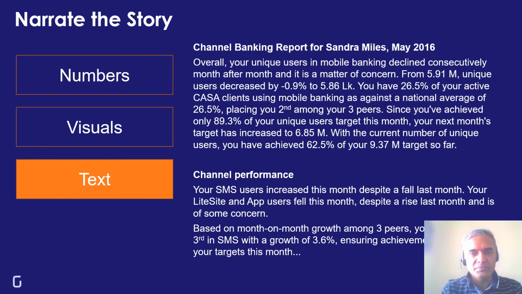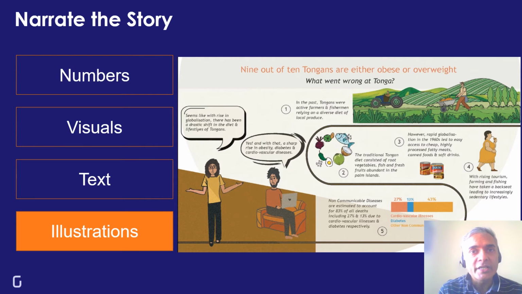Yet another way of narrating stories is through illustrations, and you're all familiar with comic books. Comic stories are how most of us started getting into fiction. This too can be applied to data. This visual is a comic story that talks about what went wrong at Tonga, where 90% of the Tongans are obese or overweight, and it takes data and communicates it as a comic story.